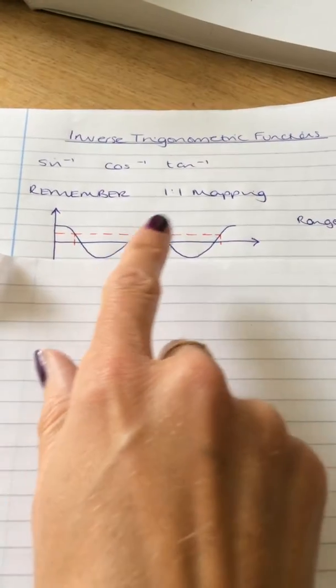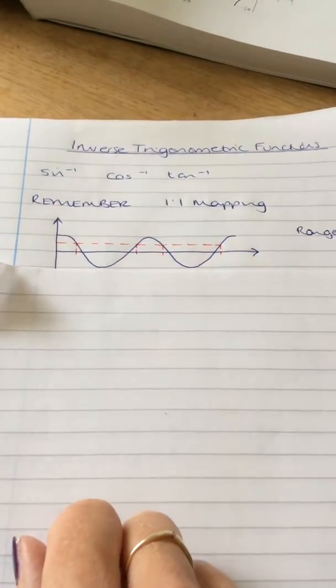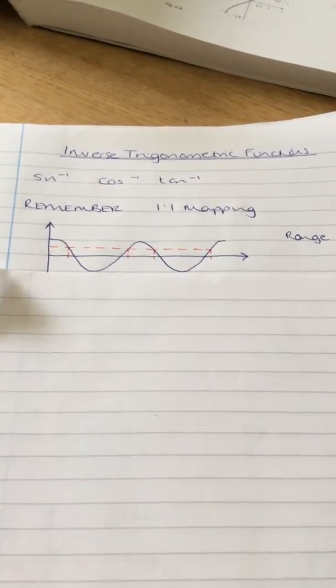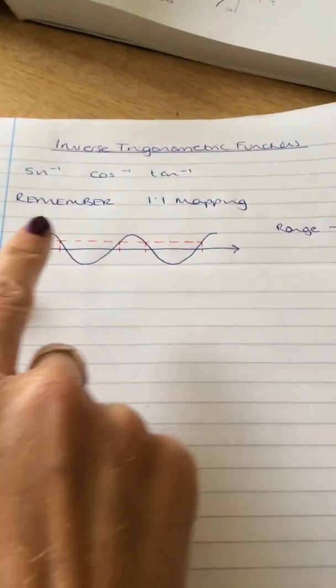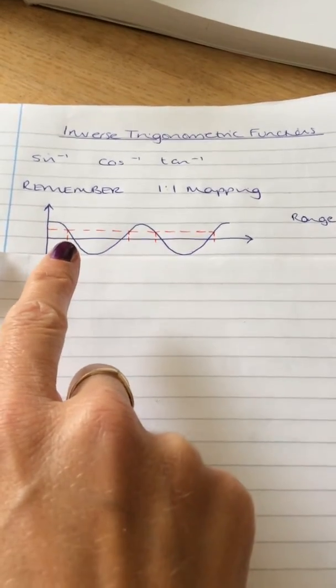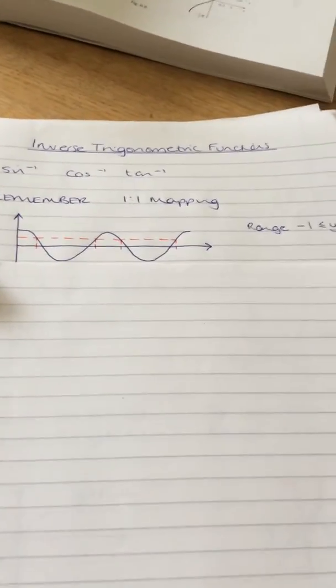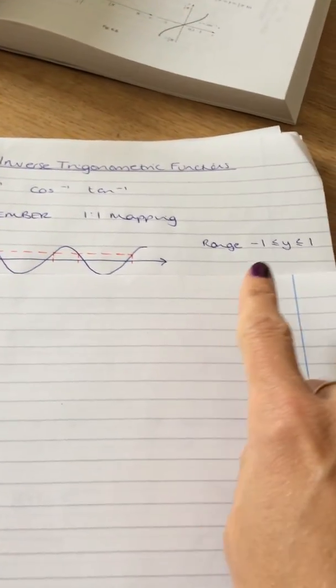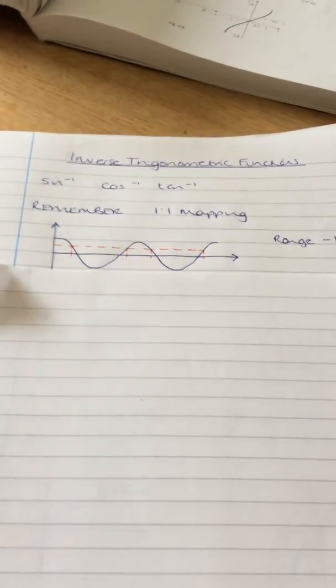Now, if we think about our cos function, and obviously also our sine function, we get this wonderful repeating pattern. But what that means is that on the domain, which is your x-axis, there are many values that take you to the same one value on your range. So we need to restrict that domain to ensure that we still get the entirety of the range, which is minus 1 to plus 1, but we have a one-to-one mapping. We always take the part of the domain that is closest to 0.